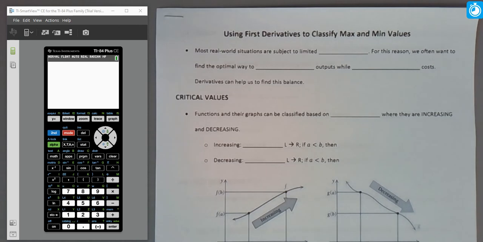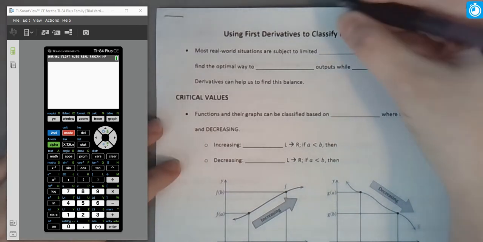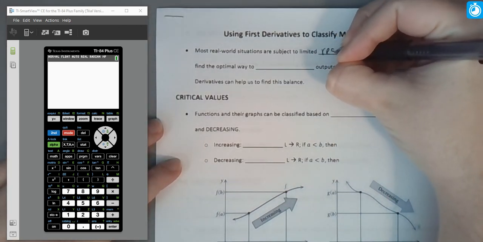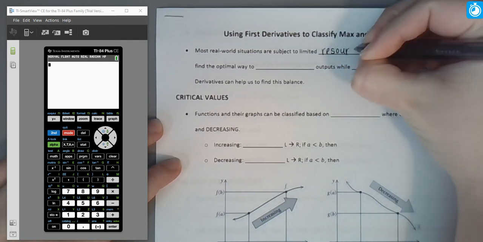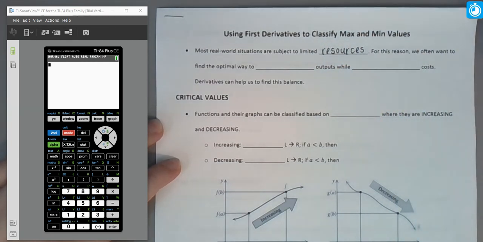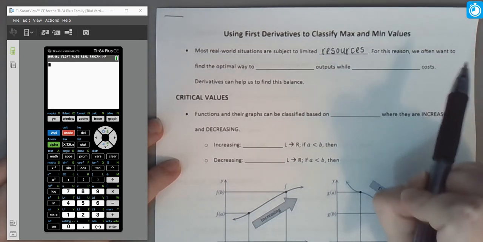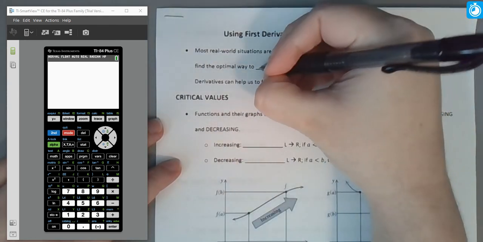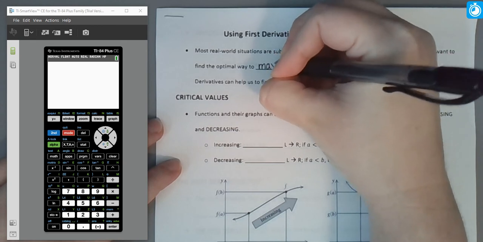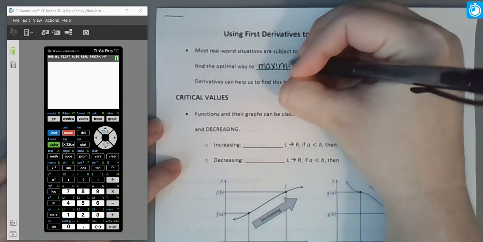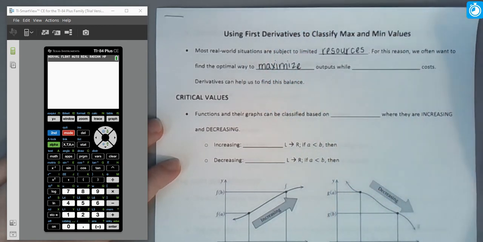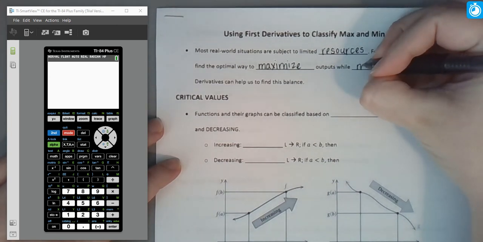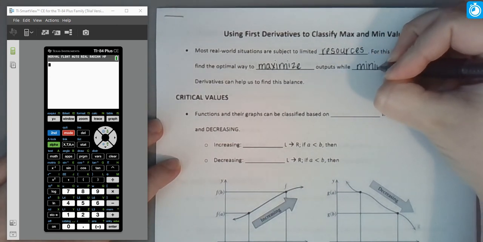Most real-world situations are subject to limited resources. The term for that is scarcity. We're subject to scarcity in real life. We don't have infinitely many resources to use, so we have to make sure we use our resources wisely. For this reason, oftentimes one of the goals is to find the optimal way to maximize our outputs in a situation, which can mean a lot of different things, while at the same time minimizing costs.